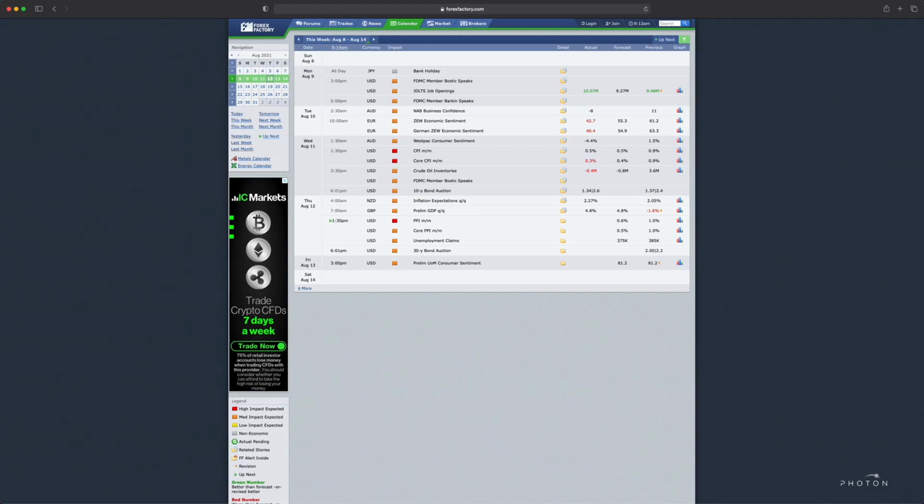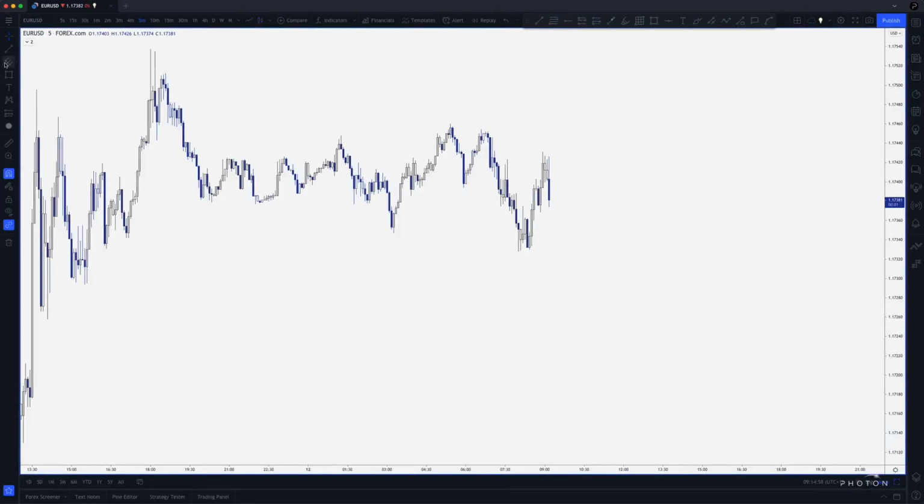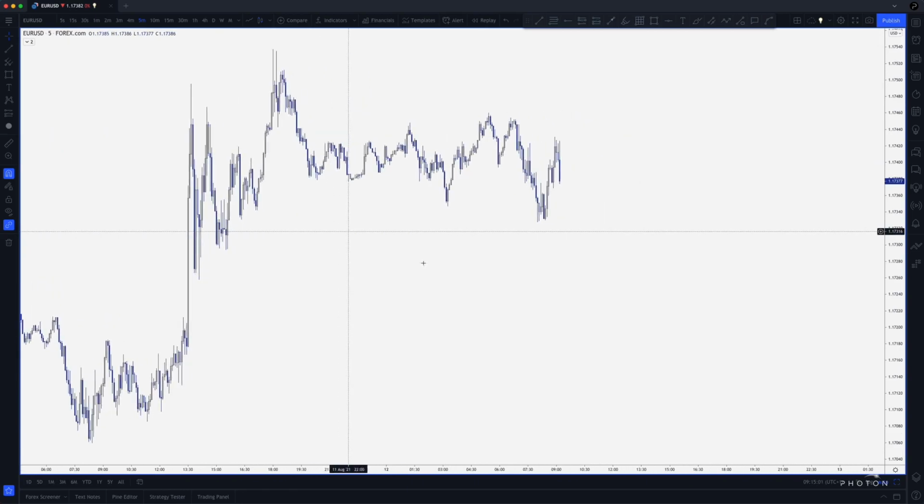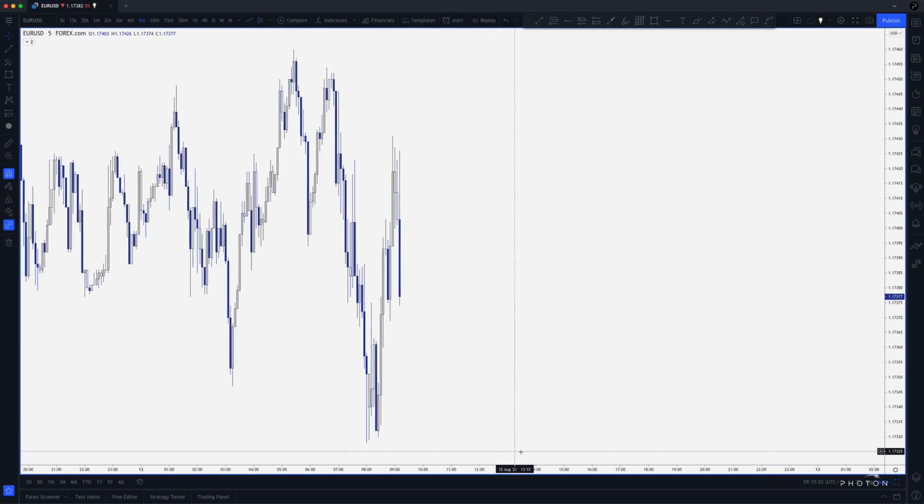So what I would then do is hop on the charts, right? Say we're looking at euro dollar, and I would go to where 1:30 is on my chart.